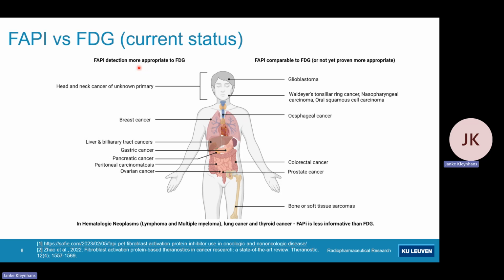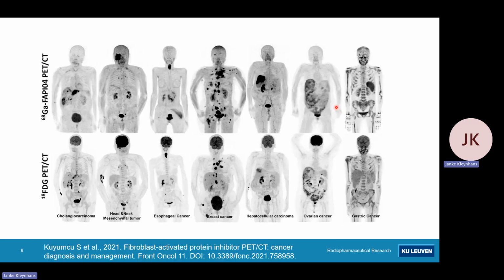But it seems that FAPi might be more appropriate in head and neck cancer of unknown primary, breast cancer, gastric cancer, pancreatic cancer, ovarian cancer, and so forth. FAPi is definitely less informative, or proven less informative, than FDG in hematologic neoplasms and thyroid and lung cancer. And then there are some instances where it's not clear which one is best. And here are just pictures to show you what differences the choice of FAPi versus FDG can make.